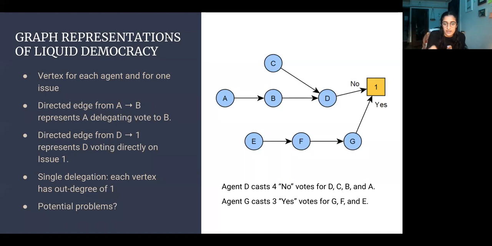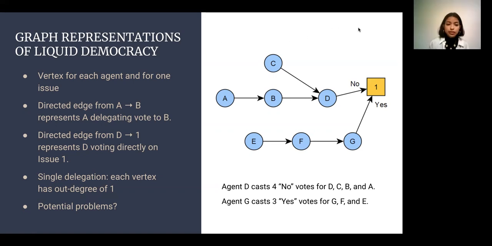And then E and F both delegate to G, transitively. And so G is able to vote with the power of 3 votes. And in this case, since there's 4 for no and 3 for yes, no would be the outcome of this. This is an example of a single delegation model. So in this case, each individual is only delegating their vote to one person. We're going to explore some potential problems that might come out of this model now.